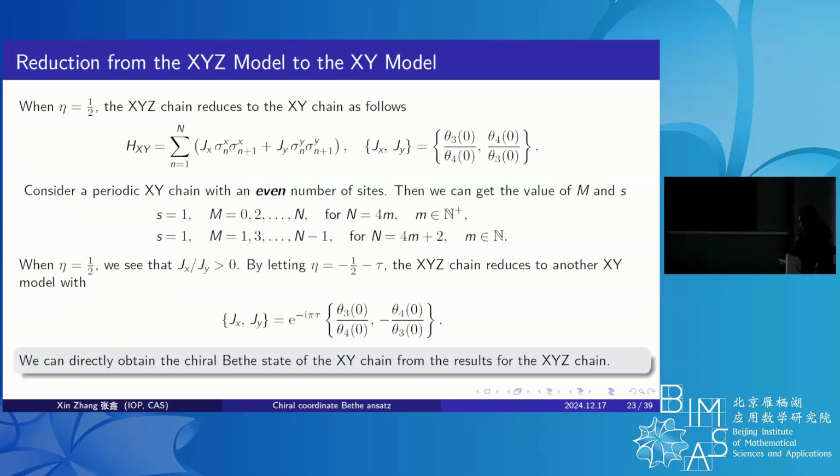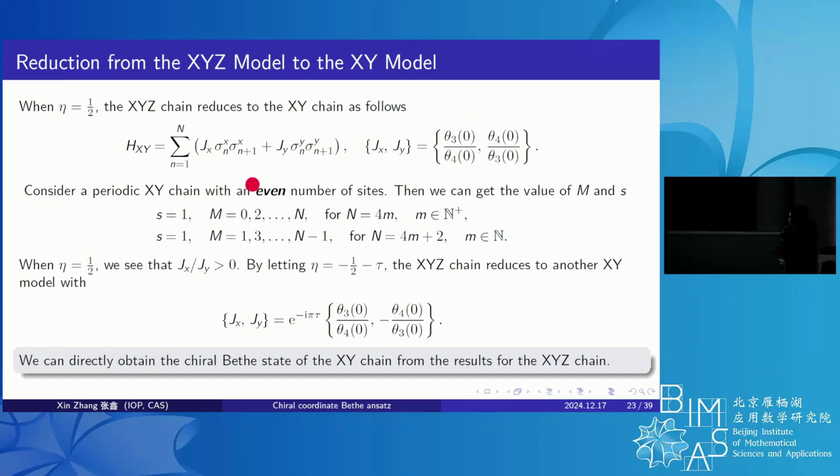So how do we get the XY model from the XYZ model? We can just let this eta go to 1/2. Then the zeta component will be 0, and the XYZ chain will reduce to the XY chain in this form. Then G_X is theta 3 over theta 4, and G_Y is theta 4 over theta 3. So G_X times G_Y is 1.